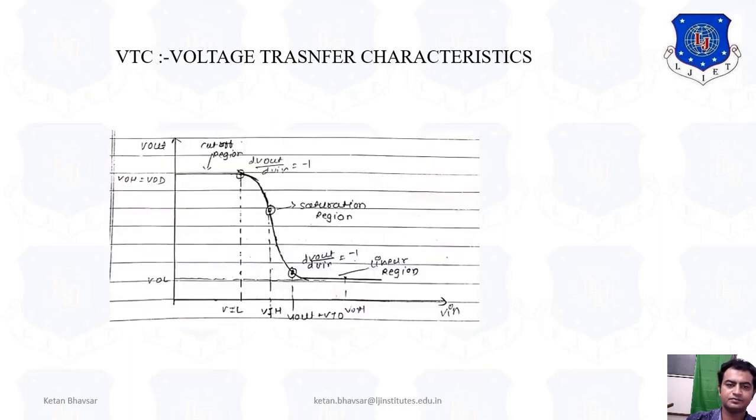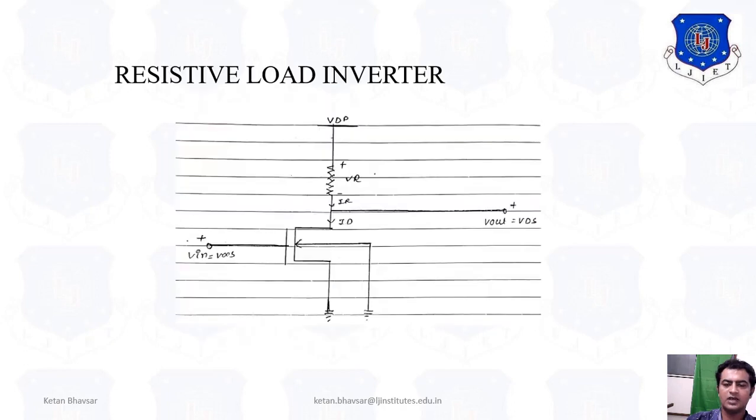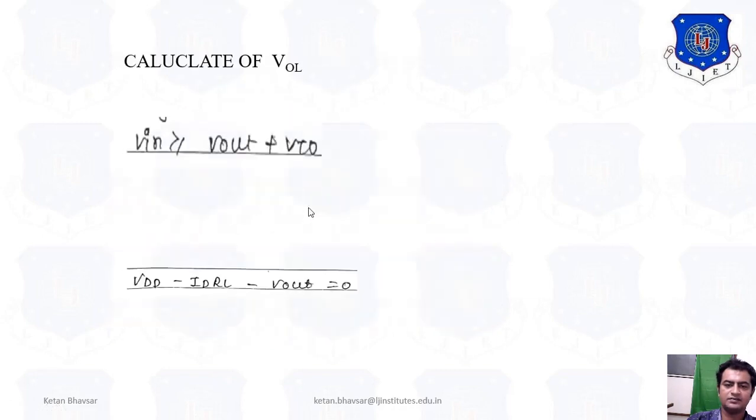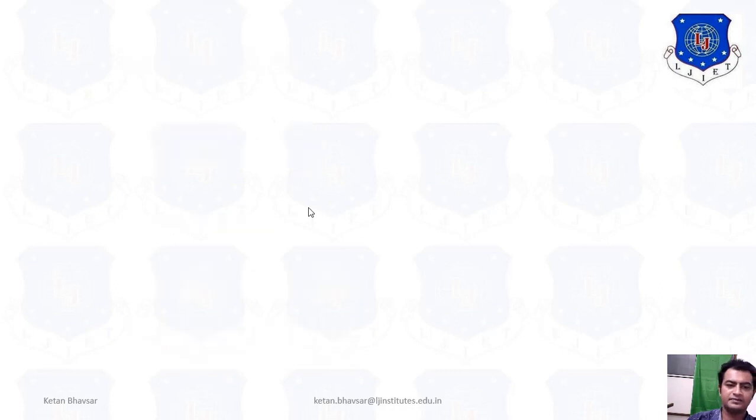Now similarly we calculate VOL. To calculate VOL, V in is greater than or equal to V out plus VTO, which means it is in the linear region. Then we apply KCL on this particular diagram. After applying KCL, we make the subject IR equal to ID, so ID is VDD minus V out divided by RL.